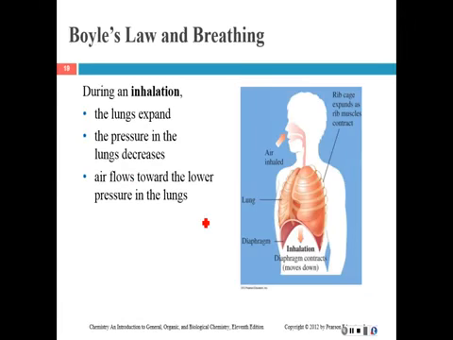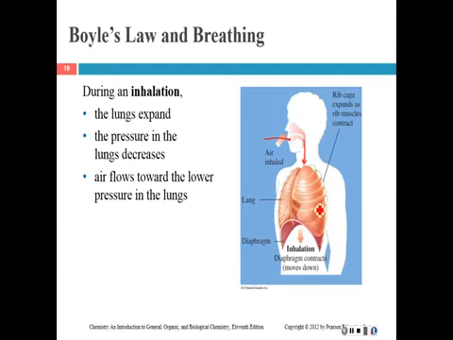Now, when you inhale, this is an application of Boyle's law. When we inhale, we're trying to get the air to come into our mouth and nose and down into our lungs. Air isn't like a liquid or a solid that we can drink or eat. So how do we get the air to come into our lungs? We have to create a situation in our lungs where the pressure is low. Because the pressure outside is greater, the air comes into our lungs.